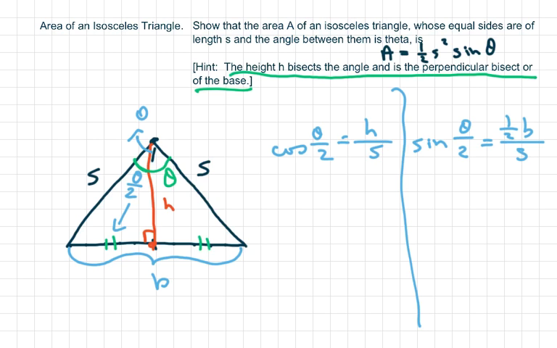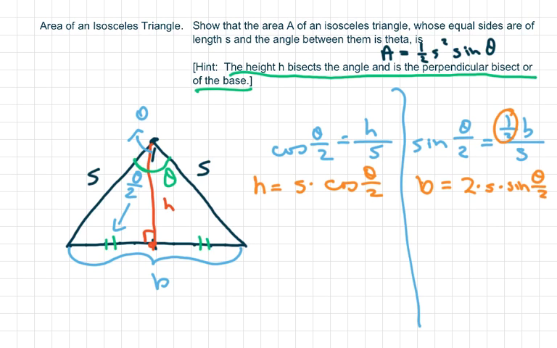Okay? So I'm going to solve for h on both of these. h equals, cross multiplying, side, or s, times cosine of theta over 2. And in this case, I'm going to solve for b, b equals 2 times s sine of theta over 2. Basically, I just cross multiplied and then multiplied everything through by 2 because of this 1/2 here.